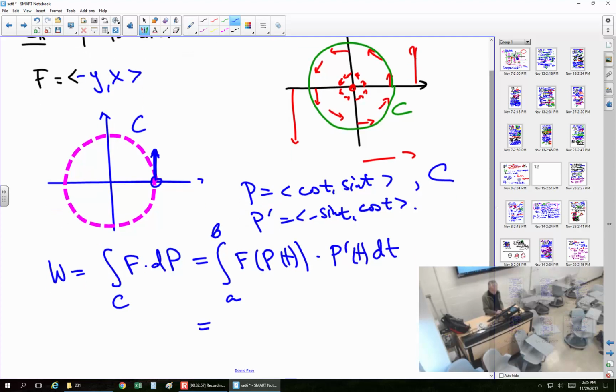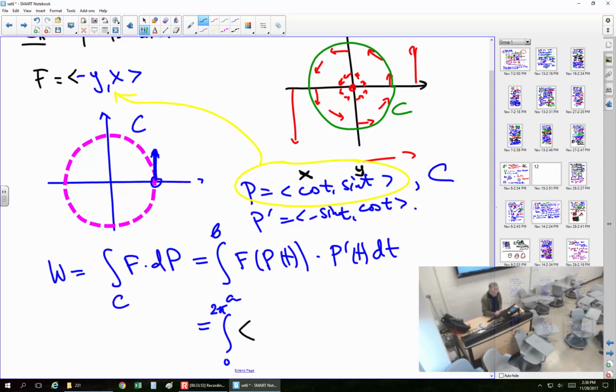Substituting things, the first term inside will be a new variable. So it's the integral from 0 to 2π, and we're just doing plain substitution. I'm substituting p into F. How? Not replacing things, but rather identifying things appropriately. This is x, and this is y. So we have a formula for x and a formula for y, and that is what x and y are being replaced with in the formula for the vector field.